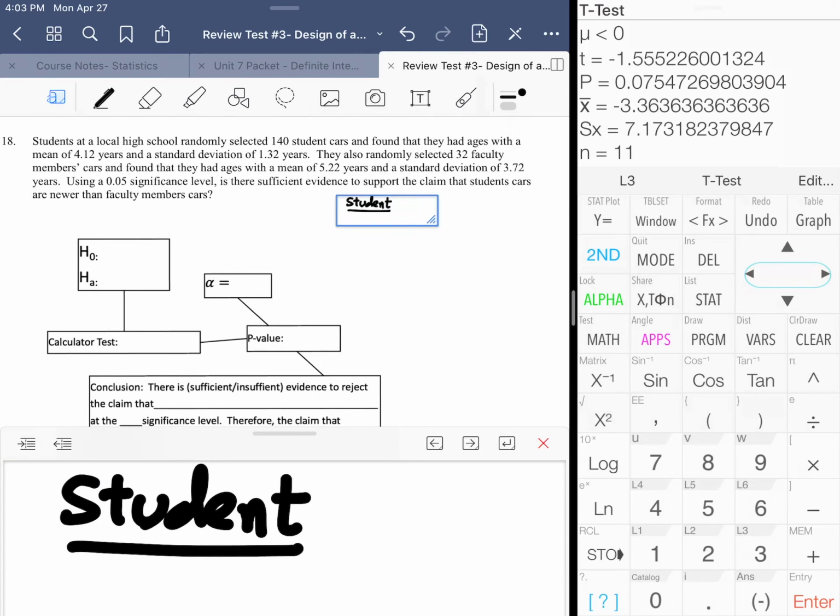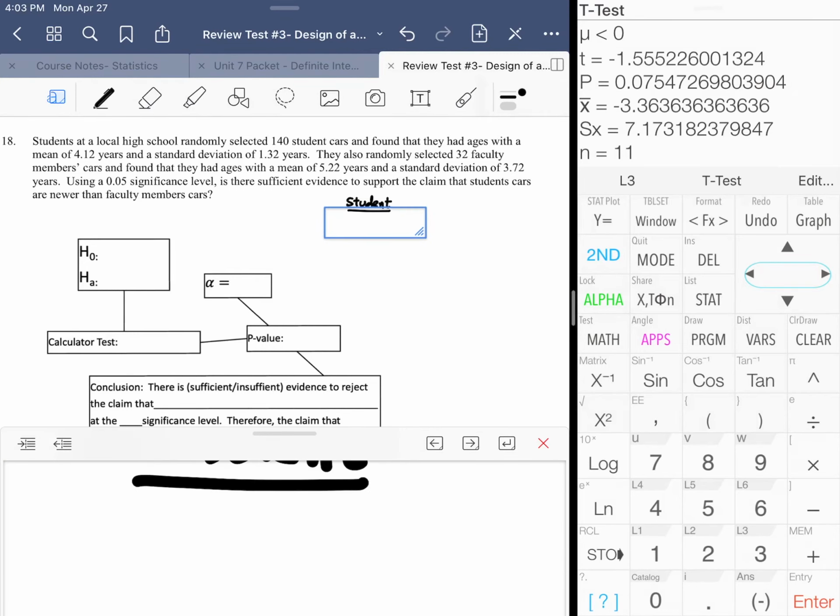So these are the student cars. I'm just going to make a note of this. Student.